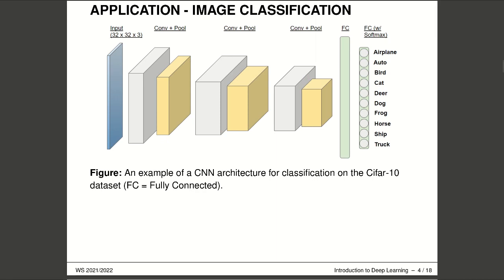In order to classify the CIFAR-10 images, we can use a very simple CNN architecture. Here is an example. First of all, we have the input, and afterwards we have the convolution followed by a pooling layer. Here we use 3 convolutional layers and 3 pooling layers, followed by a fully connected layer, and at the end softmax for classification. Very simple network architecture.